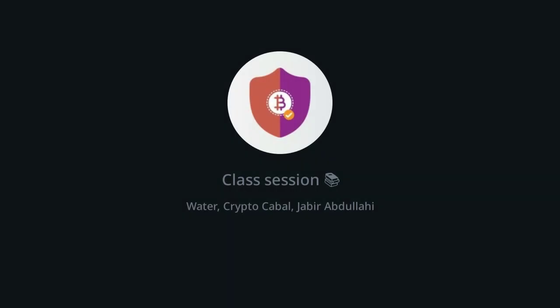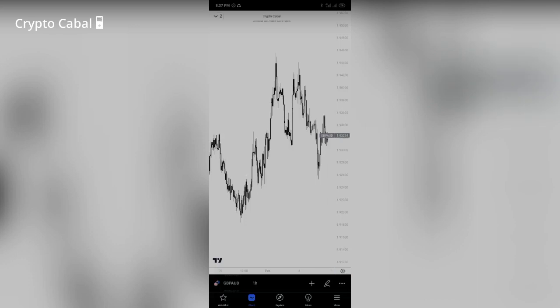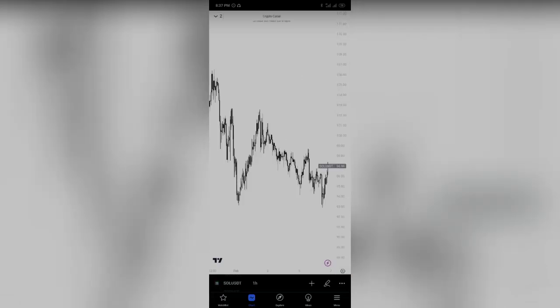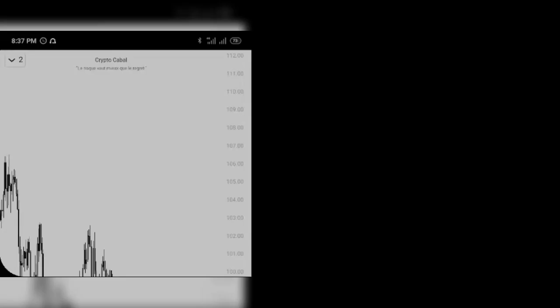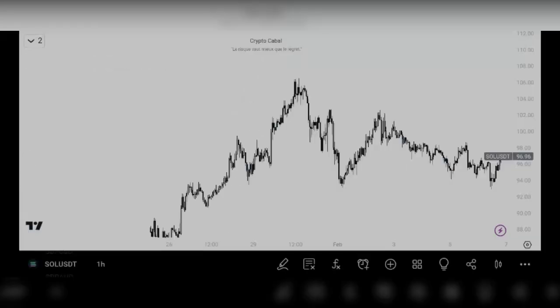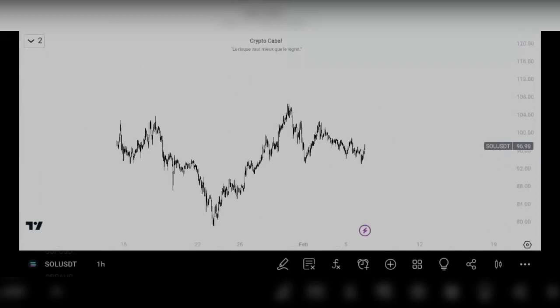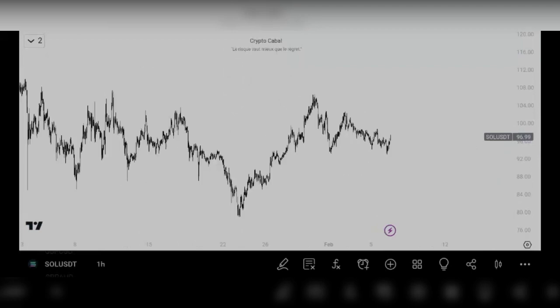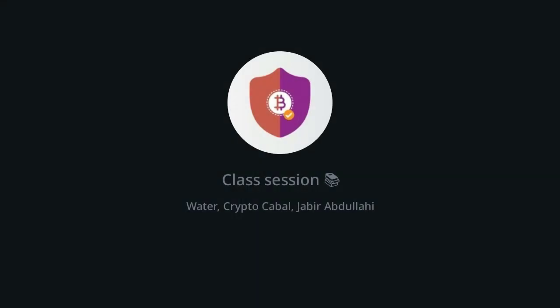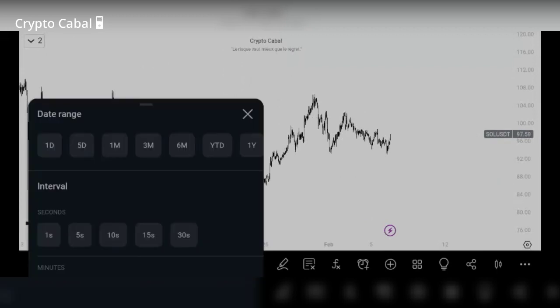All right. So this is the SOL USDT chart. As we know, the way we carry out our analysis, we start from the higher time frame, right? Let's say probably we start from the daily time frame and we move to the 4 hours and we move to more lower time frames.